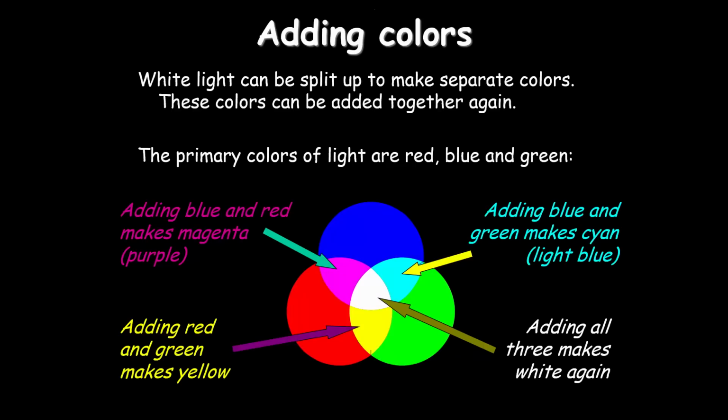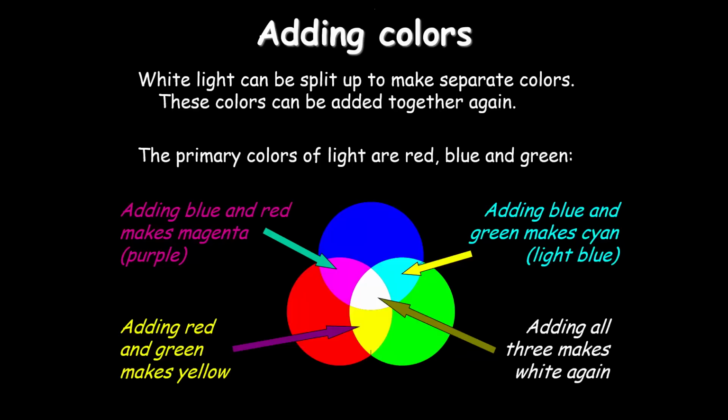Now, the properties of light differ from the properties of pigments. Pigments are the things you use in art class. All right, if I take red and blue and green paint and I mix them up together, I'm probably going to get something close to black. That is not the case with light. If I mix all 3 of these primary colors together, I get white, not black.